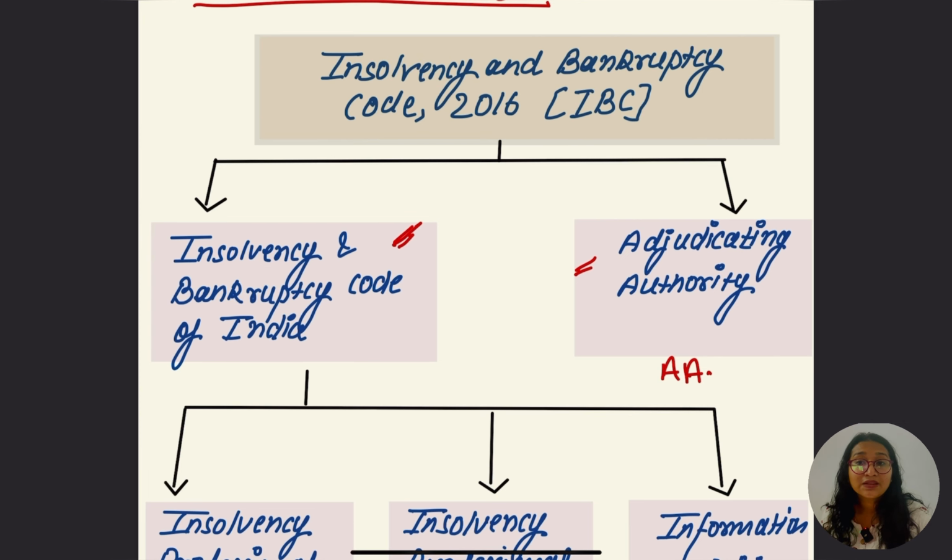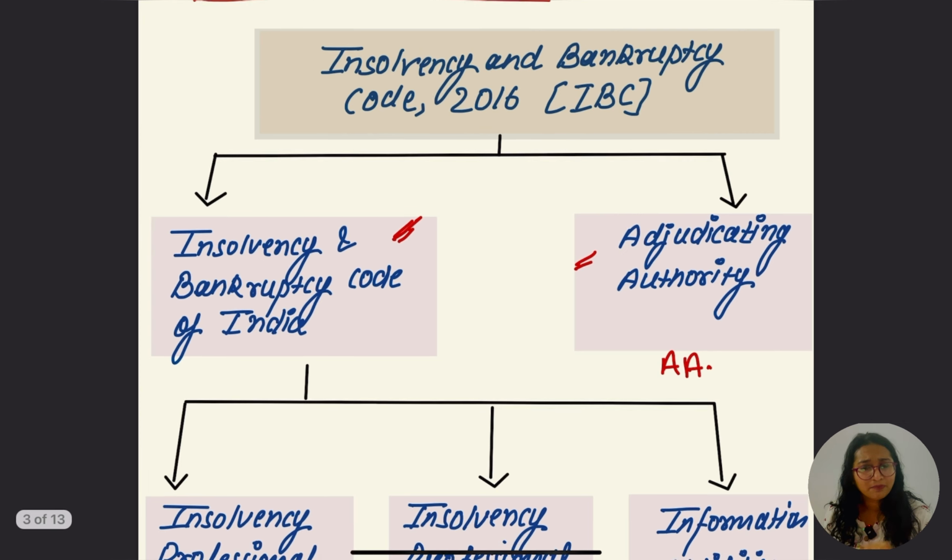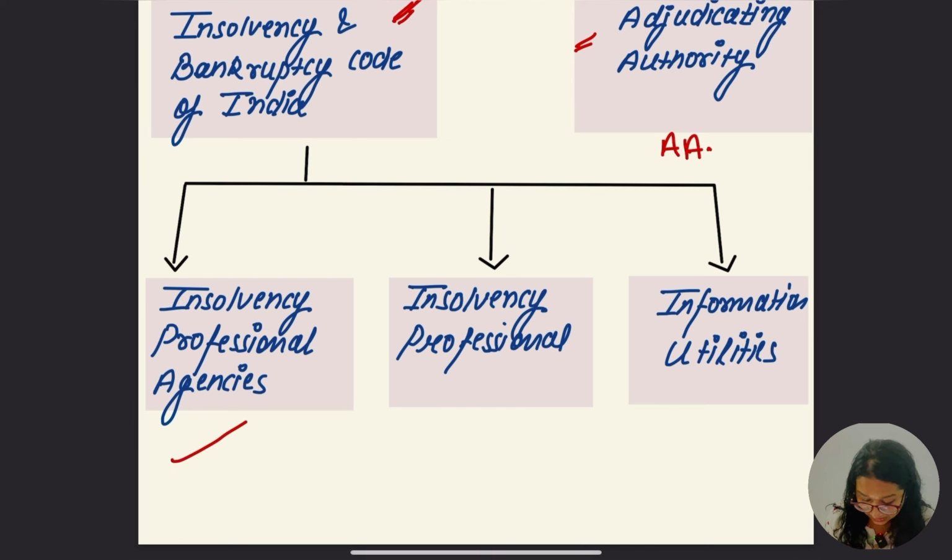Further, the Insolvency and Bankruptcy Board of India is divided into three parts. Let's check: first is Insolvency Professional Agency, second is Insolvency Professional, and third is Information Utilities. So these are the mechanisms of the Code. First they are divided into two parts: the Insolvency and Bankruptcy Board of India and the AA, the Adjudicating Authority. The Board is further divided into three parts. Hope this point was also clear to you.